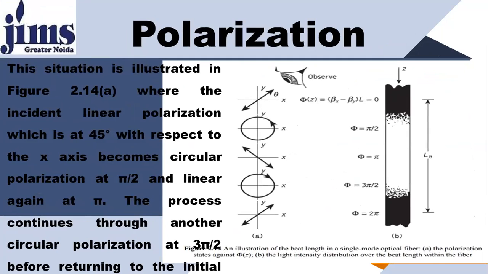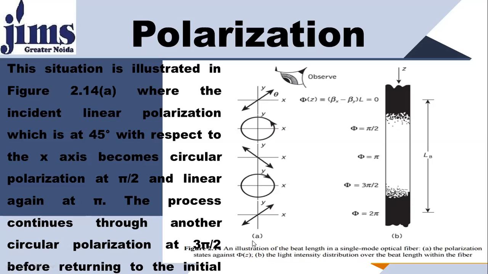Look at this. This situation is illustrated in this particular figure, where the incident linear polarization, which is at 45 degrees with respect to the x-axis, becomes circular polarization at pi by 2, and linear again at pi. This process continues through another circular polarization at 3 pi by 2 before returning to the initial state. Try to understand this point. Look at this figure A.